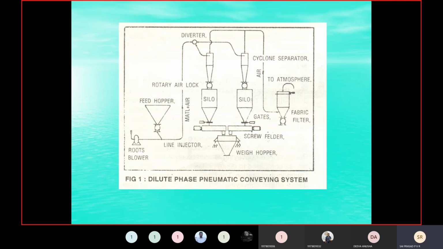So here blowers are used. Roots blower is the name of an equipment. In fluid mechanics we use the lobe blower, and the modified version of the lobe blower is the roots blower. This roots blower will blow the air used for conveying. Whether it is air or nitrogen, we are supposed to decide first, and that will be used for blowing through this pipeline.